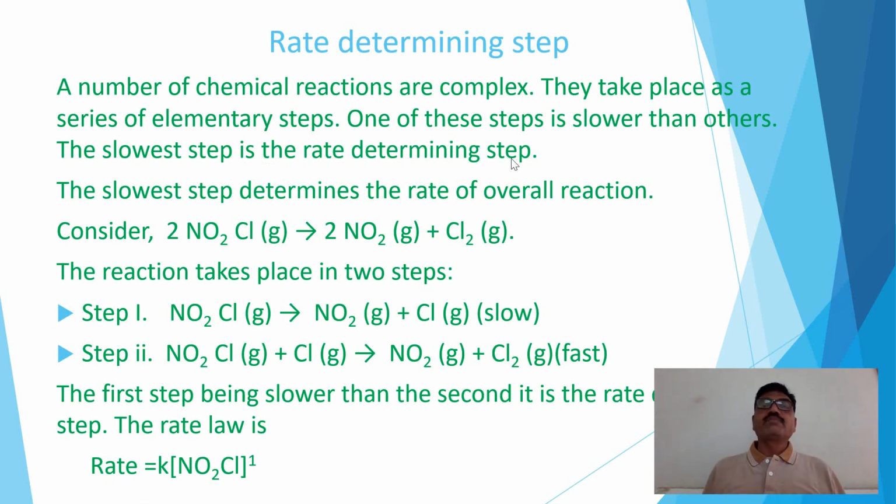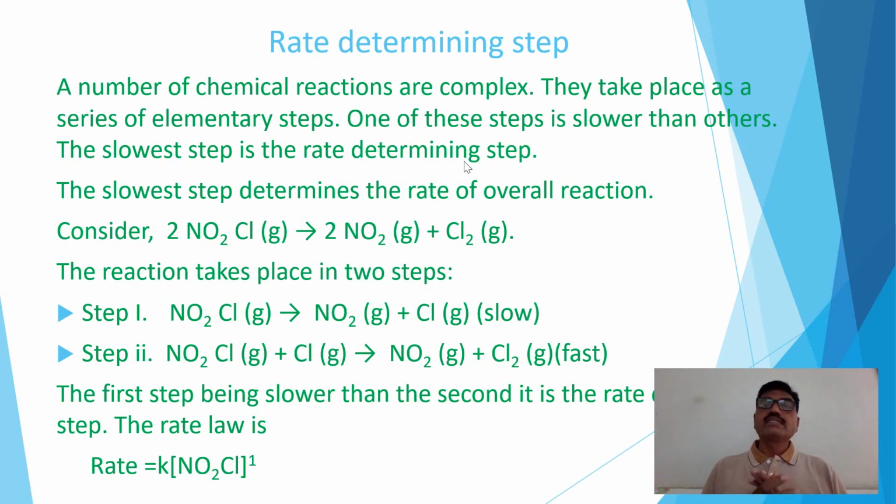So when several steps are involved in a complex reaction, one of these steps is slower than the others, and the slowest step is the rate determining step. So try to understand what that is. What is the rate determining step?